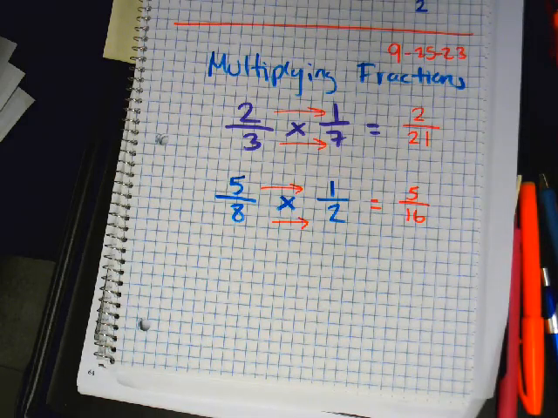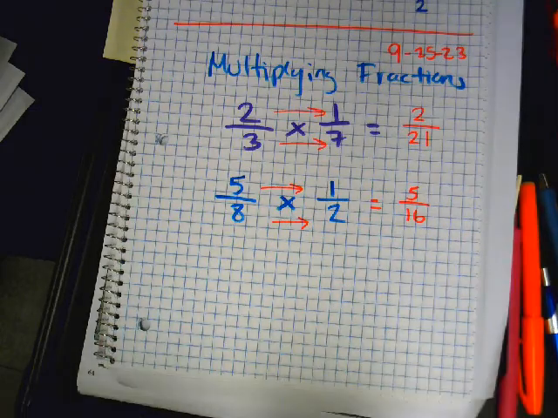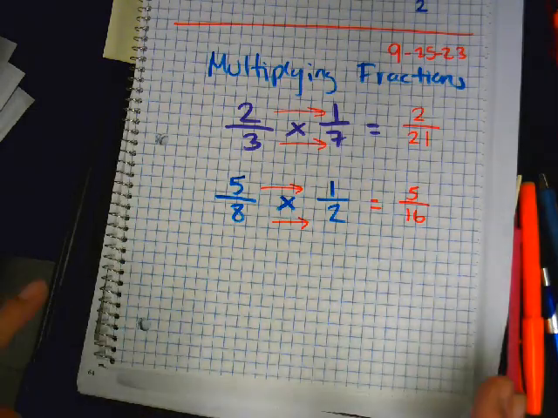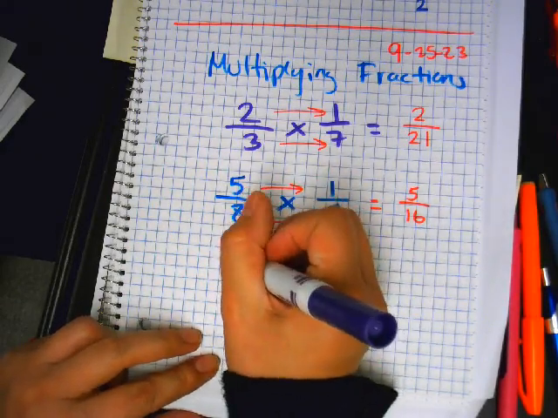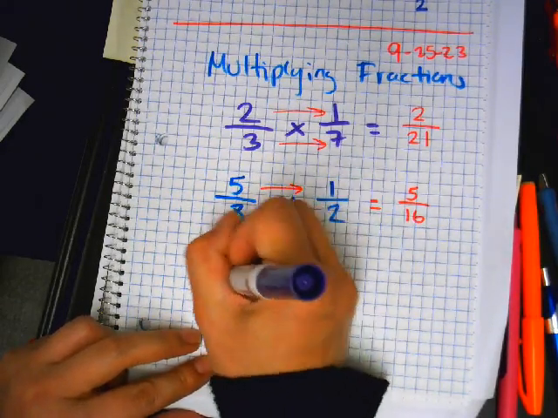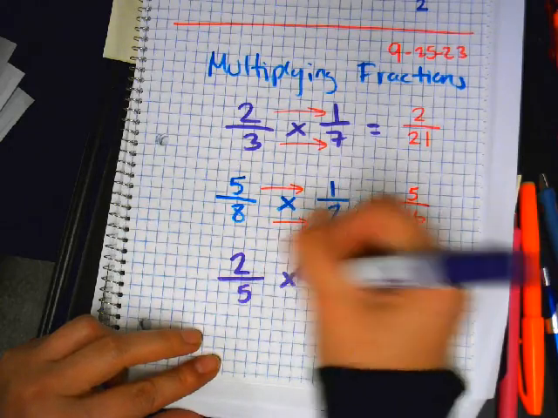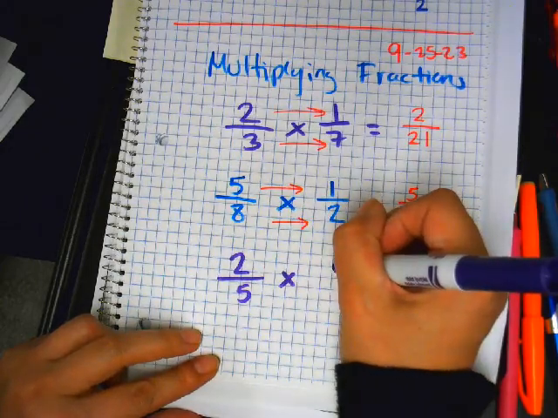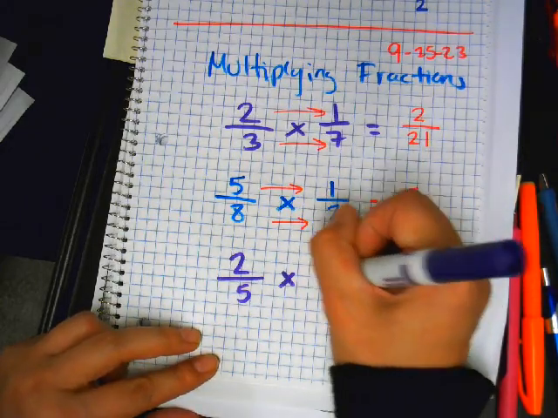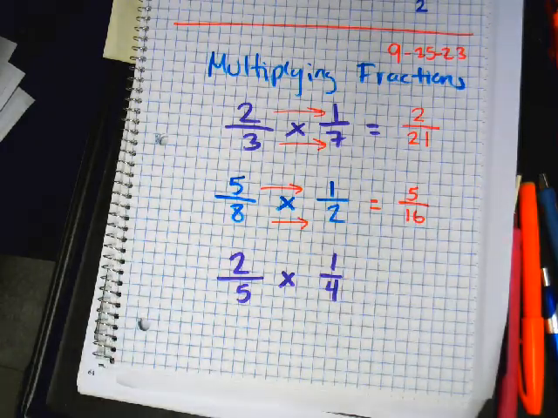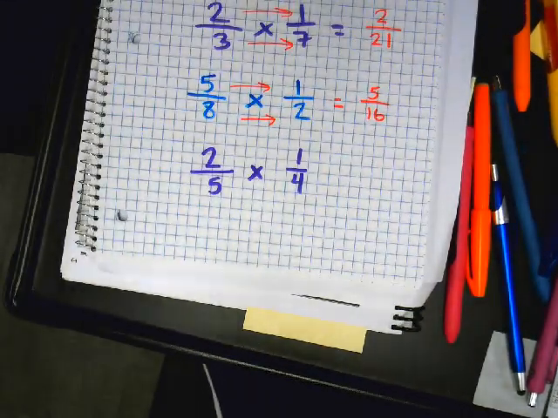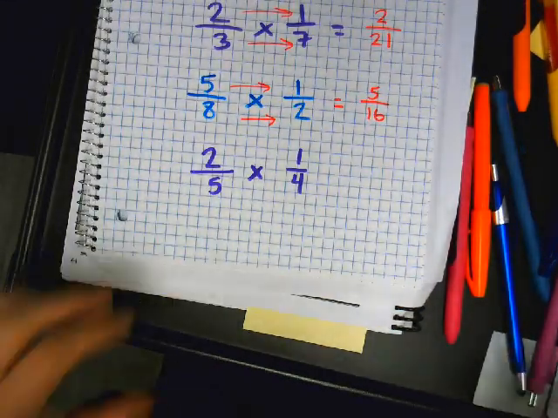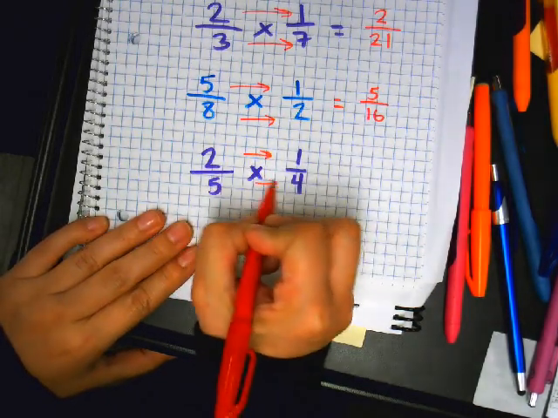Yep. All right. So now, I'm assuming you already learned how to do this part. Did they show you this? So what if I have, let's say, 2/5 times 1/4. Same thing, right? Same thing-ish. So what do we get? 20.